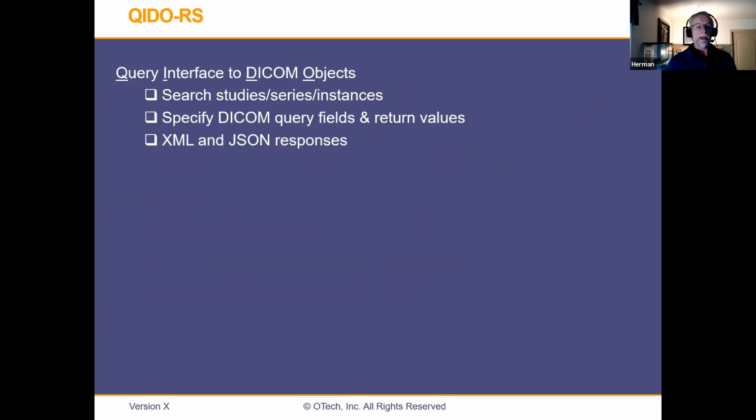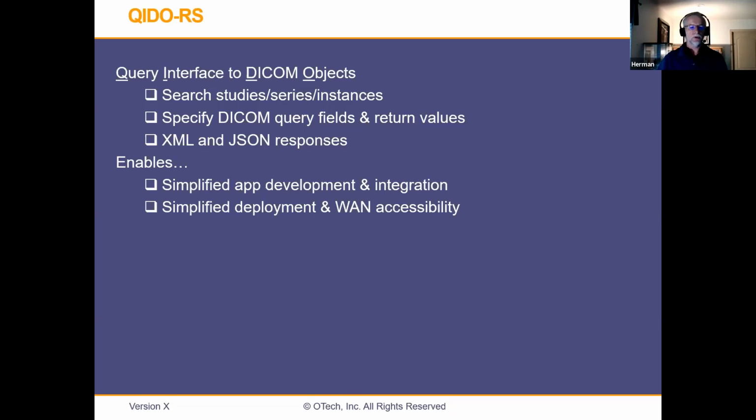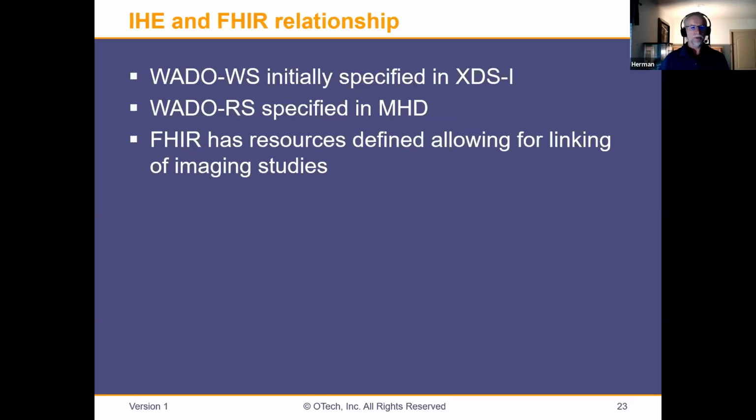QIDO is the next one. Query interface to DICOM objects. Specify DICOM query. This is your C-FIND replacement. XML, JSON responses. Very simple again, right?